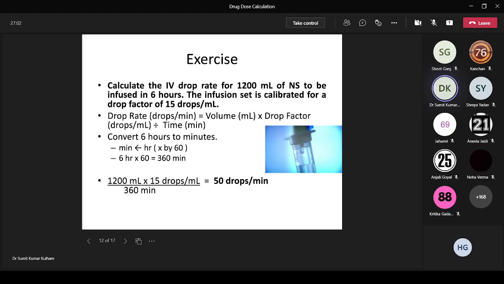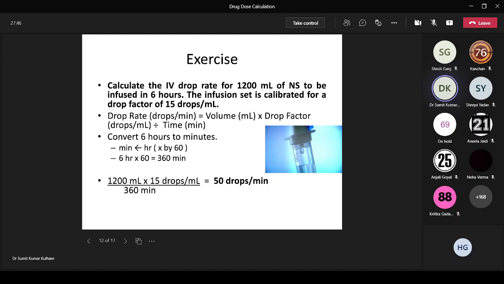You must have seen what the nurses do, they regulate this drop rate. They will count it for a minute, so if 50 drops are coming in a single minute, that means in 6 hours this 1200 ml will be finished. Or you can just count for 30 seconds. If in 30 seconds 25 drops have passed, that means this flow rate is achieved, and the 1200 milliliters of normal saline will be completely infused in 6 hours.